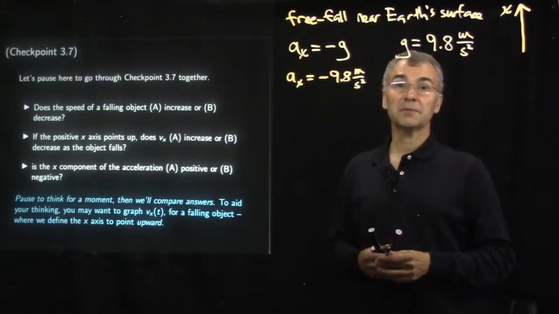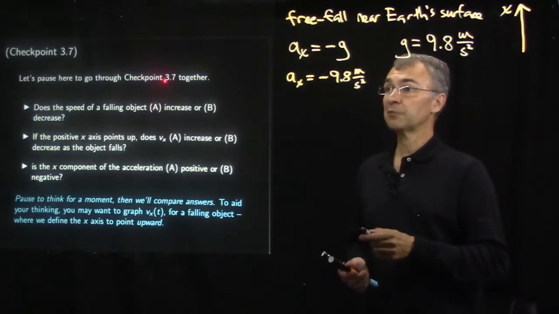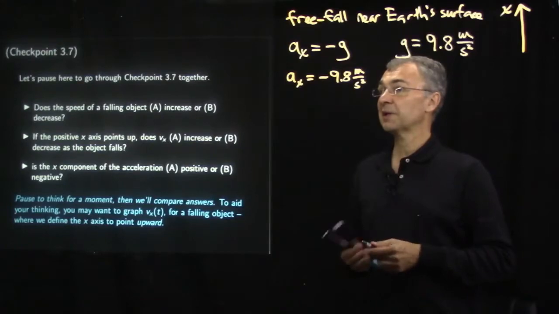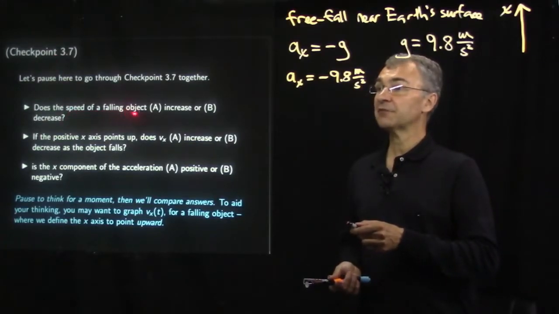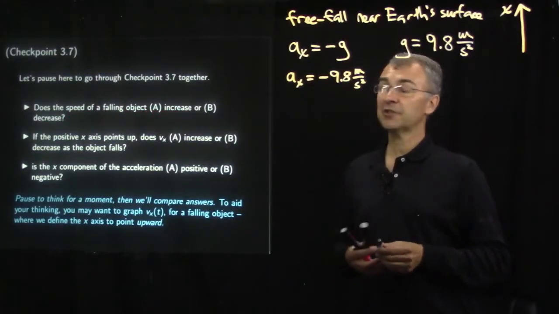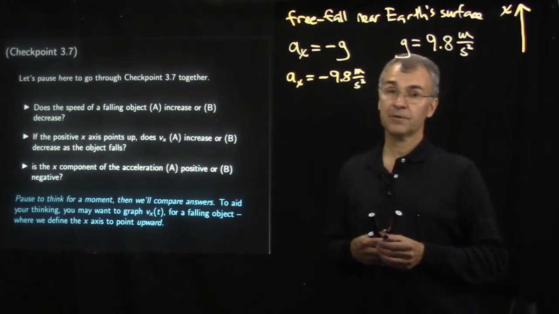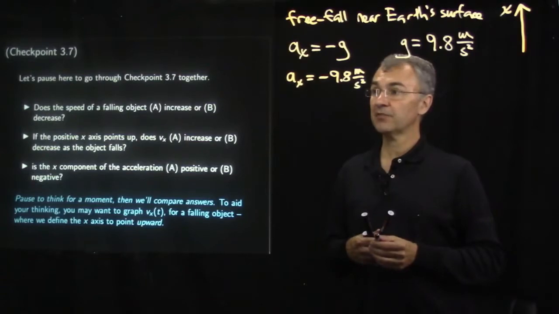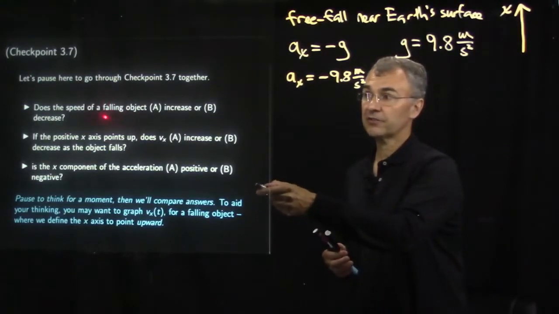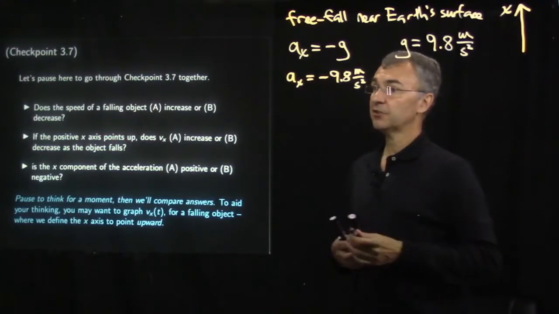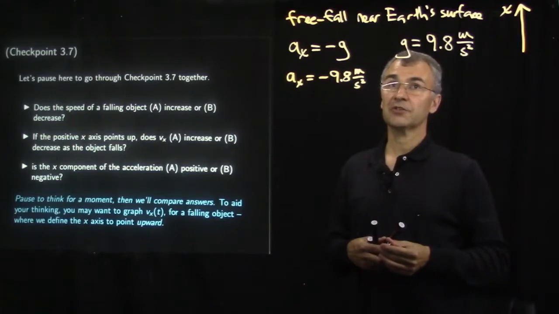Okay, you probably haven't seen checkpoint 3.7 yet, but let's go through it together right now anyway. Does the speed of a falling object increase or decrease? You should think about that for a minute. As an object falls, if it's falling, does its speed increase or decrease?